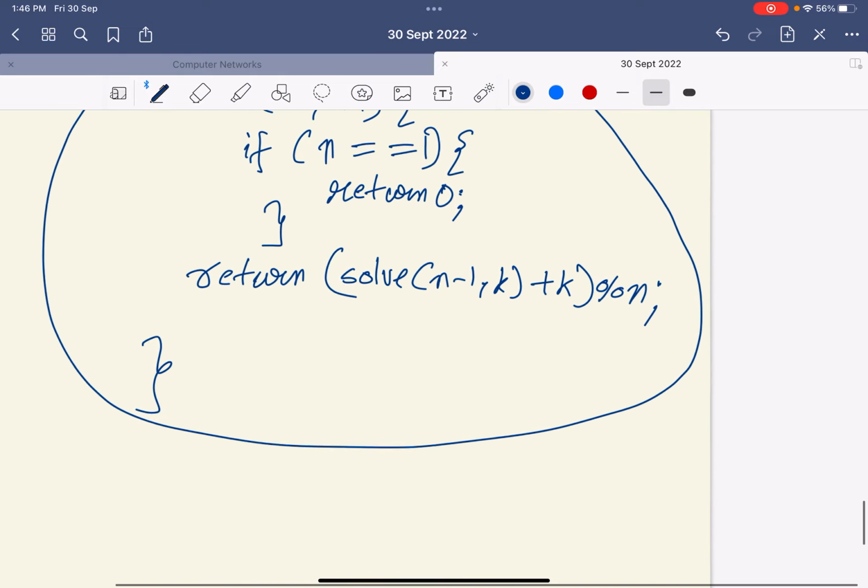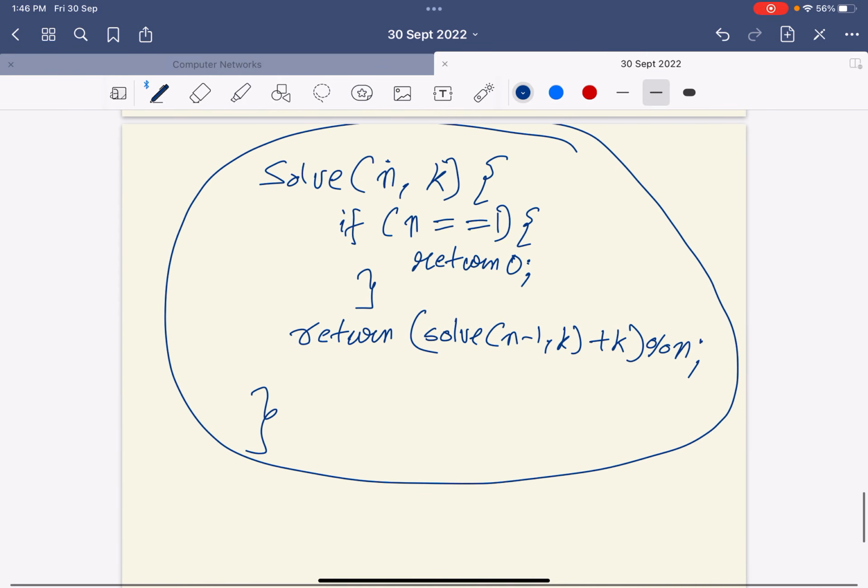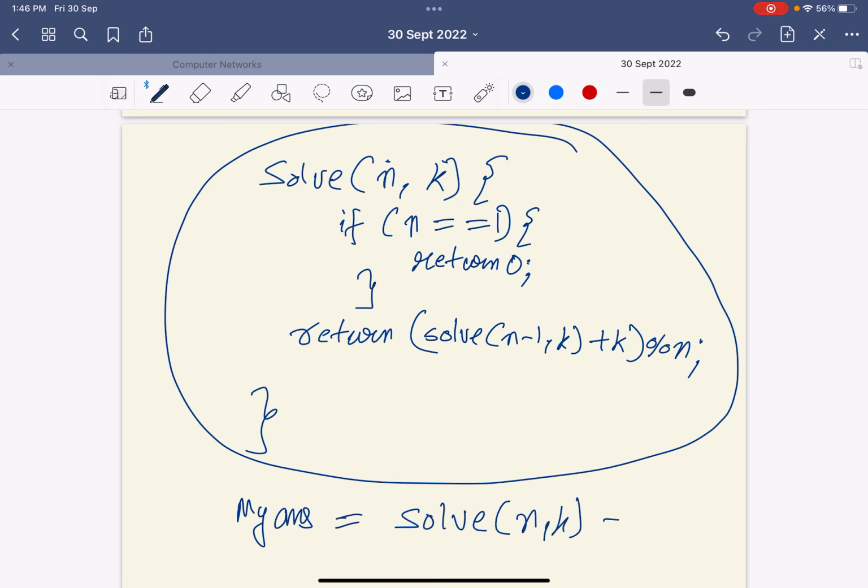On the GFG portal, in the problem given, we have to return the answer in 1 based indexing. So the answer which I have to return is solve n comma k plus 1. Whatever answer you get from here, just add 1 to it, then it will be converted into 1 based indexing, and that's it.